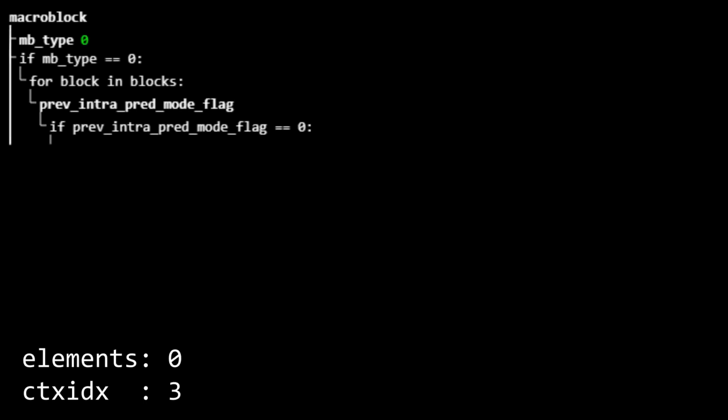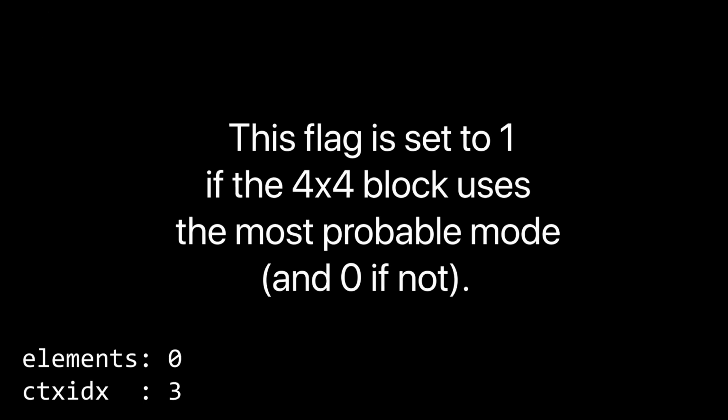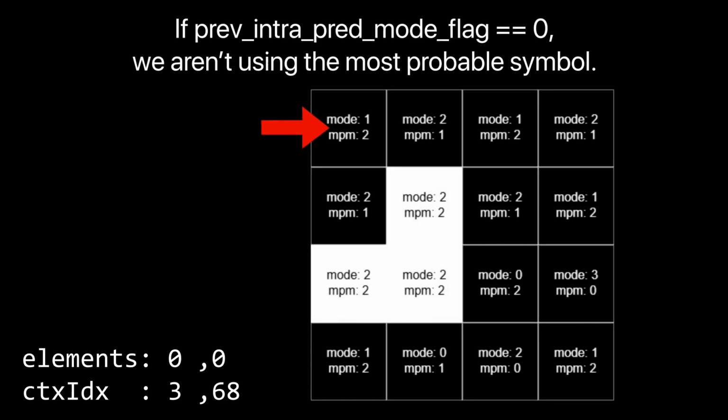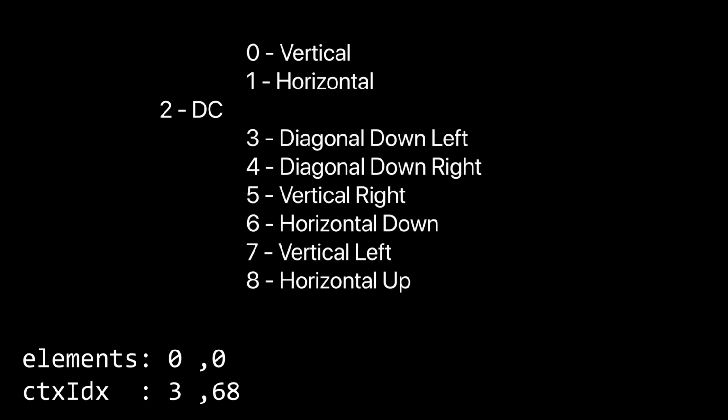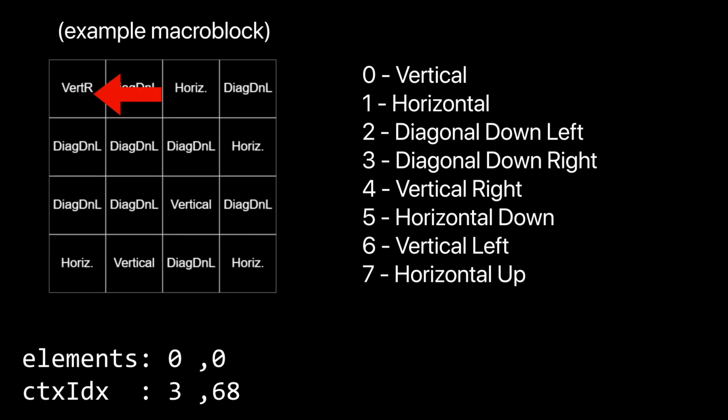Next, we write the previous Intra Prediction mode flag. This flag is set to 1 if the 4x4 block uses the most probable mode. We will use context model 68 to encode this bit. If previous Intra Prediction mode flag equals 0, it means we're not using the most probable mode. So, we remove the most probable mode from the list of 9 possible modes. Then encode the mode number from the 8 remaining modes using 3 bits. These 3 bits will all use context model 69.